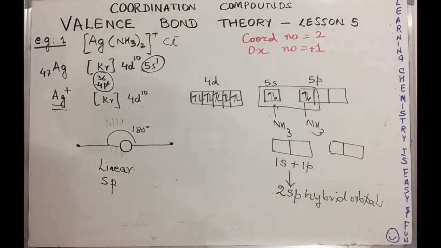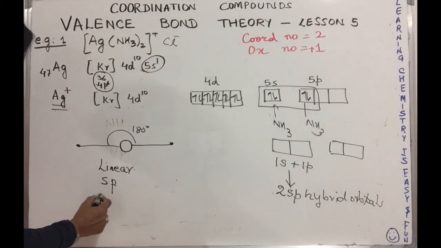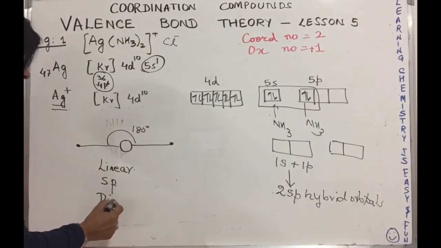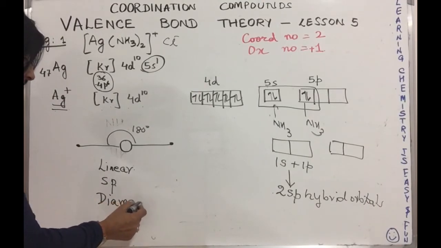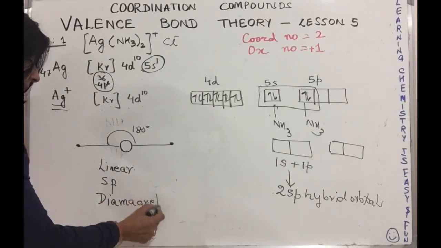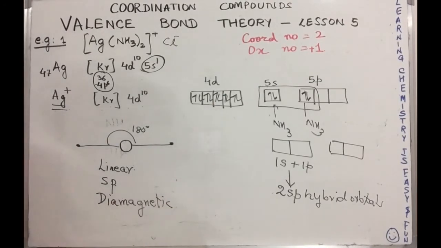Yes, there are no unpaired electrons, so it will be diamagnetic, right? And this goes well with the experimental observations regarding this compound. So valence bond theory is, yes, apt for this particular example. Let's go on to example number 2.